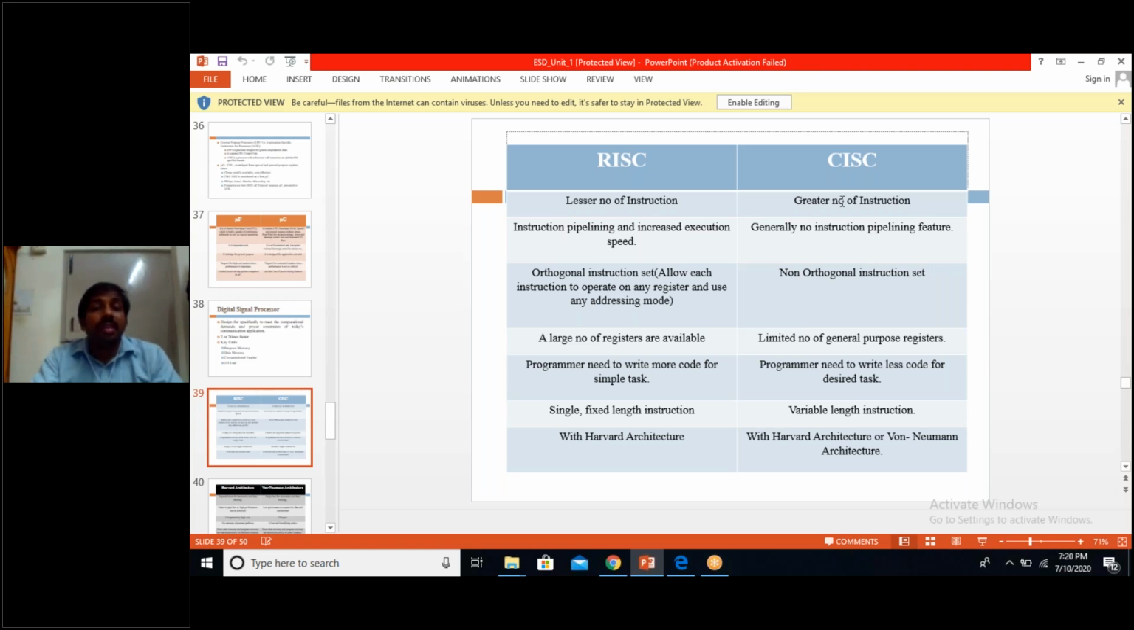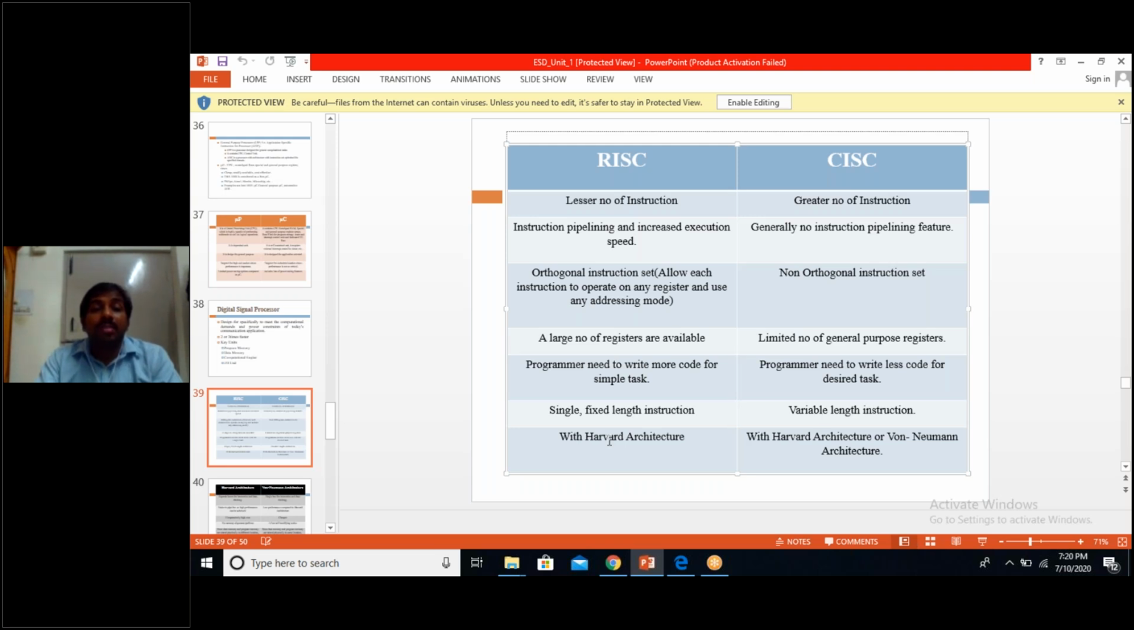So see here, RISC is having fewer instructions, CISC is having a greater number of instructions. RISC is following instruction pipelining, CISC is following no instruction pipelining. Here it is an orthogonal instruction set, here it is a non-orthogonal instruction set. We are using a large number of registers here. Here we have to write more code, here we have to write less code. Here it is a fixed length instruction, here it is variable length.